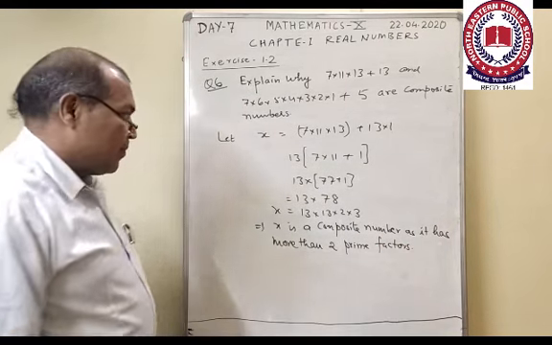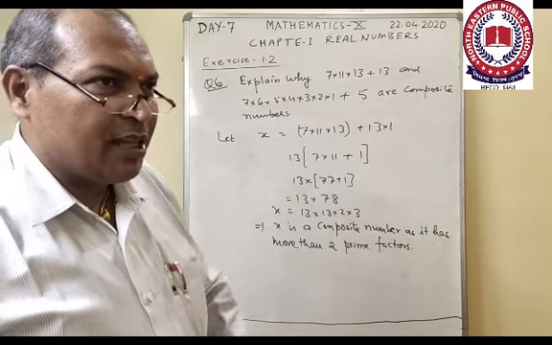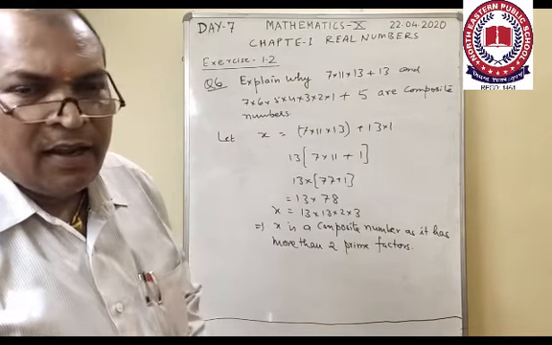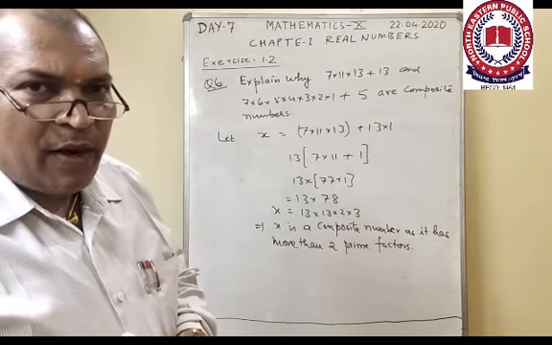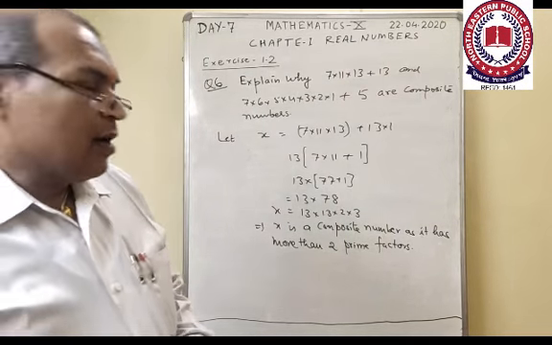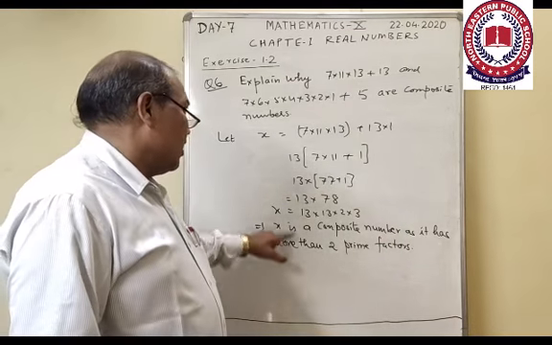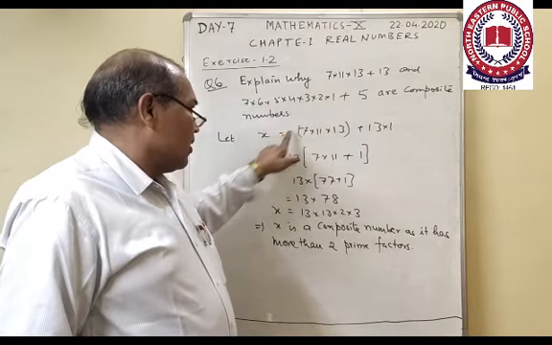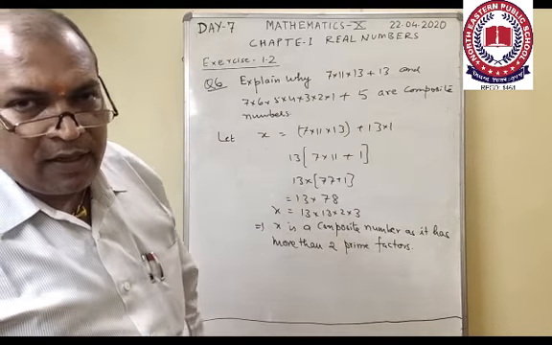prime factors. Okay, so whenever any positive integer or any expression is given, when we solve that and after that we get the prime factorization and we get minimum 2 prime factors, that number is called a composite number. And we are getting here 4 prime factors. So definitely this number, which we have considered x, is known as a composite number.